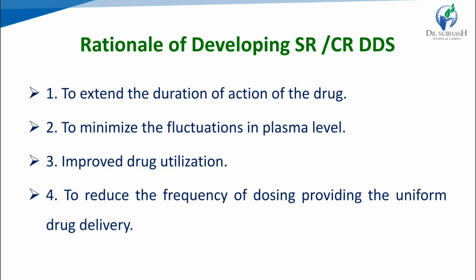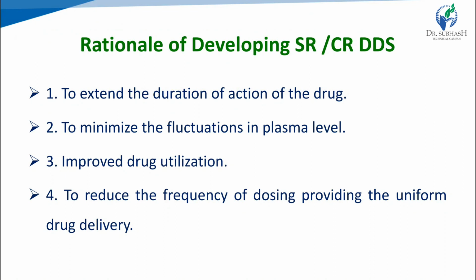What are the rational goals or objectives for the development of a sustained release or controlled release drug delivery system? There are a few rational points for which we go for a sustained or controlled release type of drug delivery system. The first one is to extend the duration of action of the drug. We go for slow release from the dosage form, to get an extended or prolonged period of time.